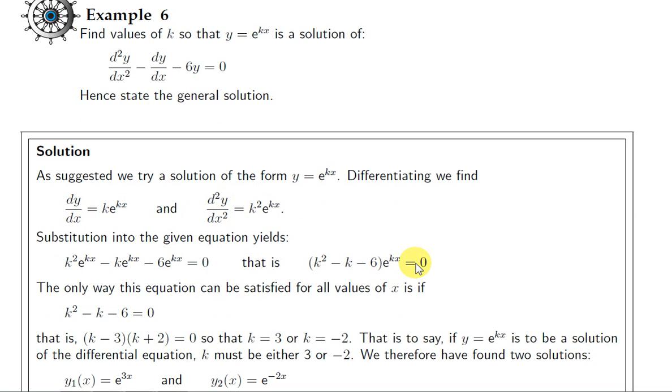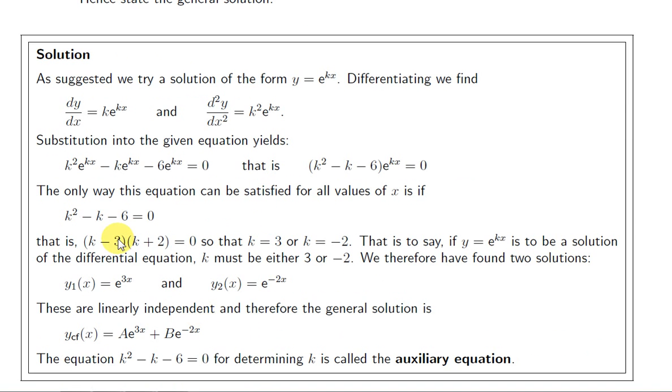Now e to the power of kx is never 0, no matter what k is. So we must have that the quadratic expression here is 0 if we want solutions. So we solve this quadratic equation. It has factors, so putting each factor equal to 0, since we have 0 on the right hand side, we can get values of k such that y equals e to the kx is a solution of the differential equation.